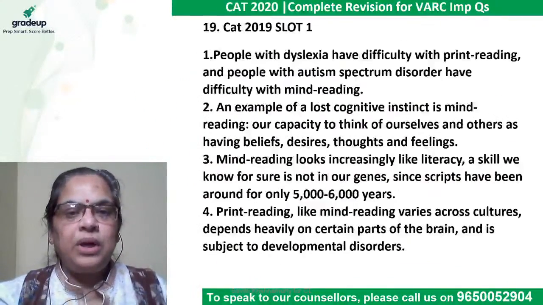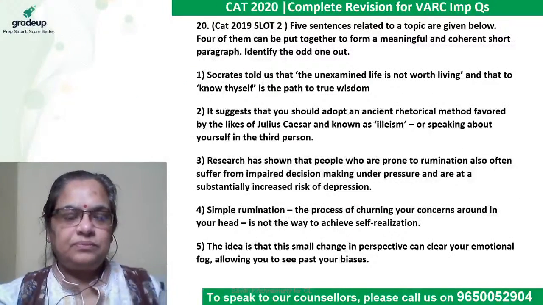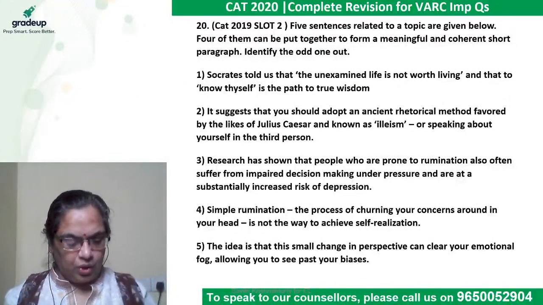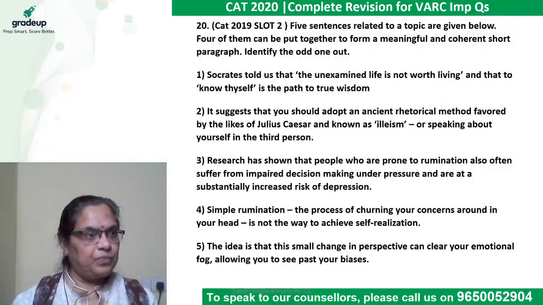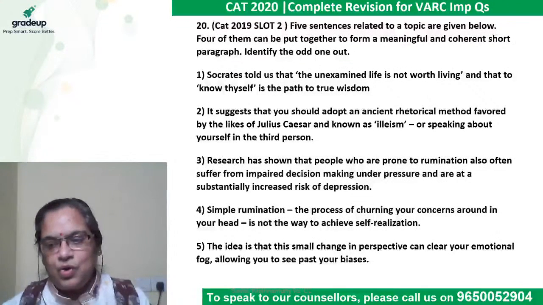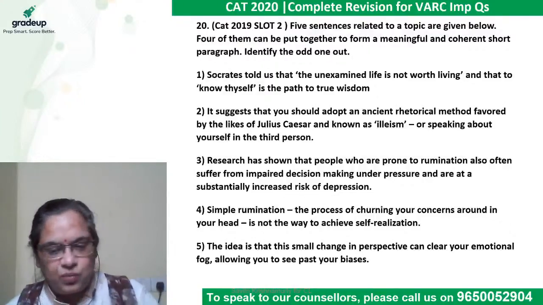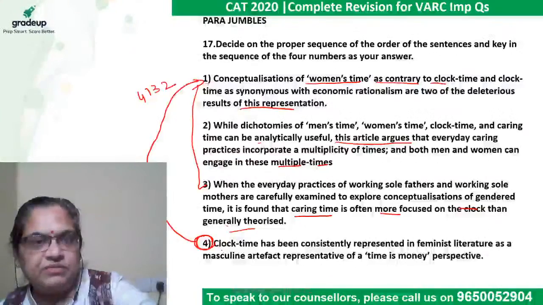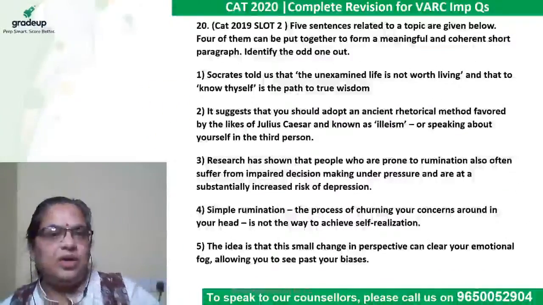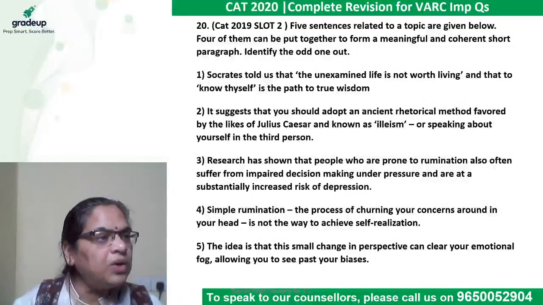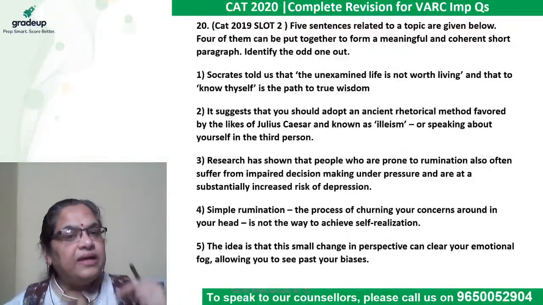Okay, one odd one out quickly. 20th question, one odd one out quickly. 4, 1, 3, 2. That's the answer. What did I mark? I must have marked that 4132. Yeah. 20. Quickly, how will you do odd one out? The same way. Read it.